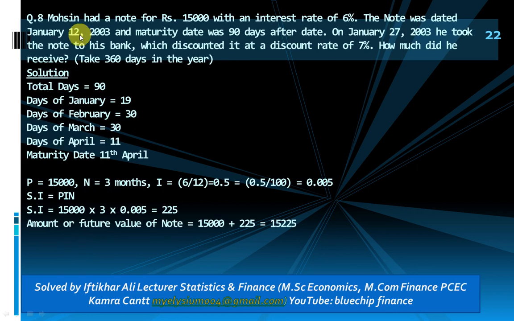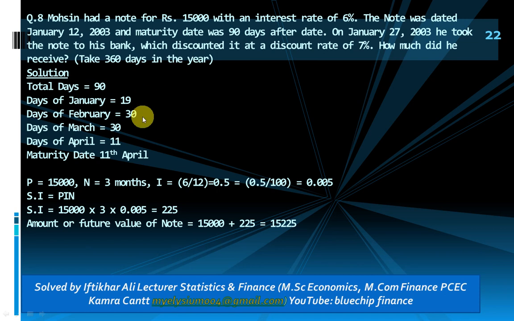Question number 8: Mohsin had a note for rupees 15,000 with an interest rate of 6%. The note was dated January 12, 2003 and the maturity date was 90 days after date. On January 27, 2003, he took the note to his bank, which discounted it at a discount rate of 7%. How much did he receive? Take 360 days in the year.